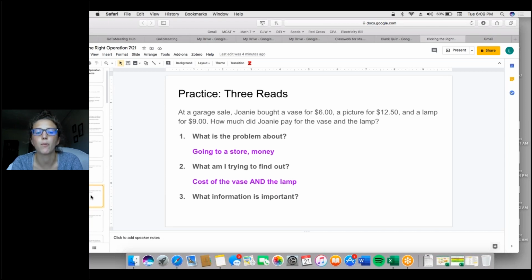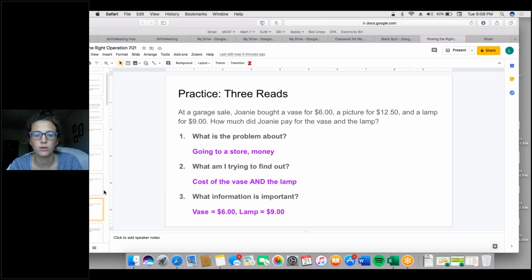This time, I want to find what information is important to find the cost of the vase and the lamp. At a garage sale, Joanne bought a vase for $6, a picture for $12.50, and a lamp for $9. How much did she pay for the vase and the lamp? If I want to know the cost of the vase and the lamp together, I need to know the cost of the vase and the cost of the lamp. So I'm going to write that down.